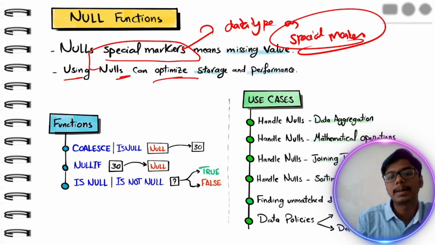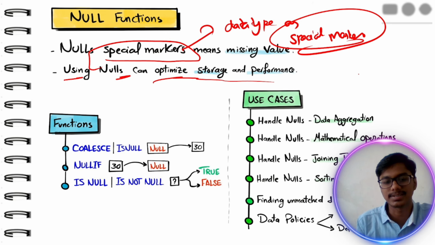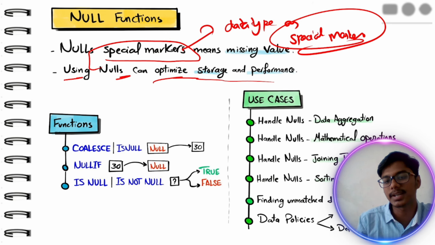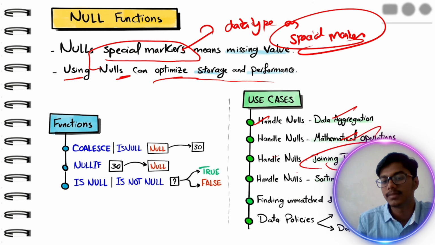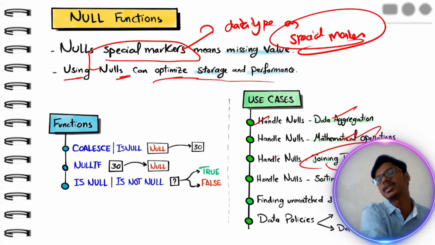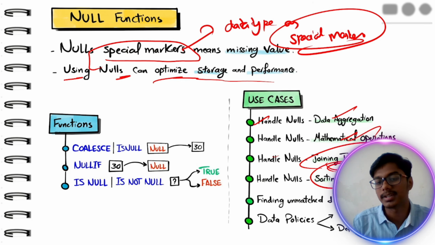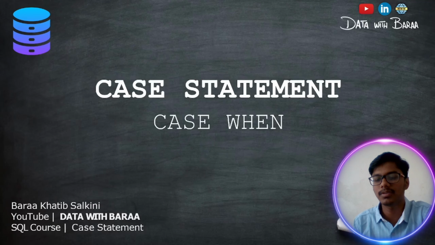Using null can optimize the storage and performance. That's what we have discussed about null, right? So we are discussing the use cases. It handles null values, data aggregation works fine, and it handles nulls in mathematical expressions and operations. For handling nulls, we are going to join the tables, right? For joining, we discussed the left anti join and right anti join, and the anti join for the null part. That's what we discussed in the join videos. If you missed that video, please make sure to watch it also. So handling null is called the starting data, right? We handle the value for finding the unmatched values, left anti join, and the date policies. Null versus default value, that's how we discussed it, right?